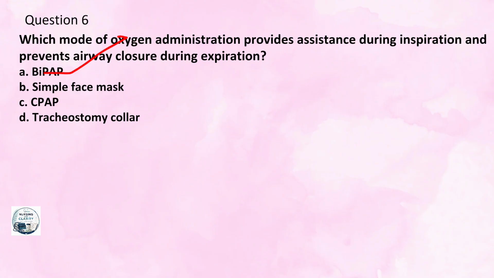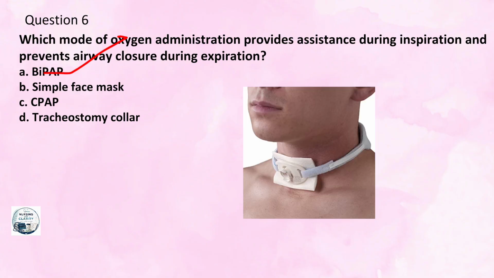Option B, simple face mask, which only delivers oxygen and does not provide positive pressure or assist breathing. CPAP, which means continuous positive airway pressure, is one constant pressure during both inspiration and expiration. The patient takes breaths on their own, mainly improving oxygenation by keeping the alveoli open. Here you must know that CPAP mainly treats low O2. BiPAP mainly treats high CO2, especially COPD exacerbation. Next, a tracheostomy collar, which delivers humidified oxygen through the tracheostomy.